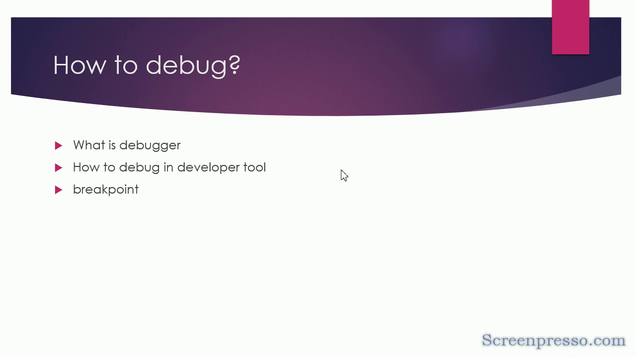Okay, how to debug in the developer tool, we will go through that. What is a breakpoint? Like other editors, in the developer tool itself they are providing it. The debugger is a keyword that JavaScript itself provides, but the breakpoint is an option browsers give for debugging.